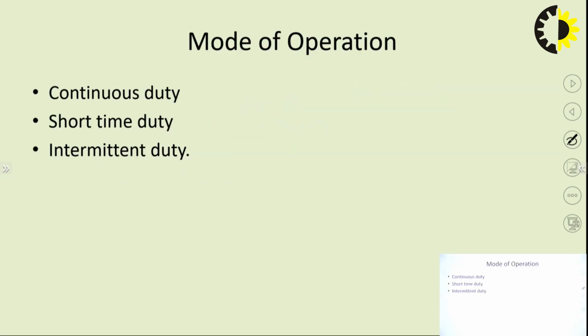Now let us see the classification. One classification is mode of operation. These topics will be discussed in unit 2, in the next lecture. These are continuous duty, short time duty and intermittent duty. It is a very important component for the selection of the motor power rating as well as classes of motor duty.